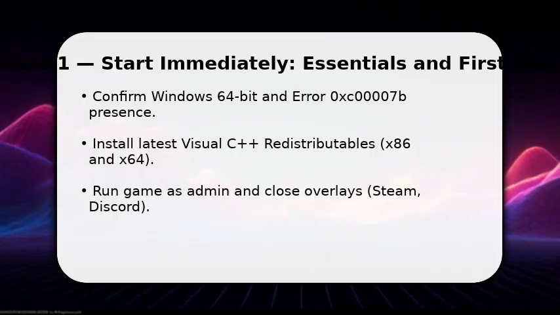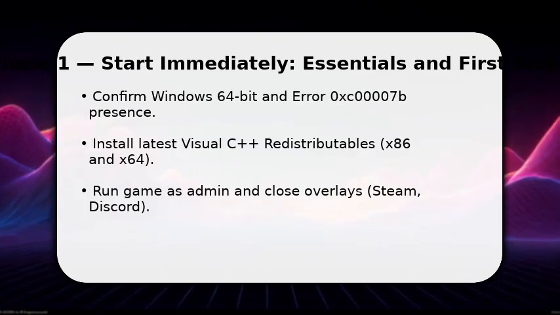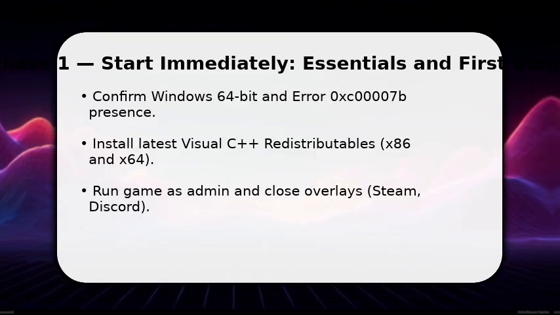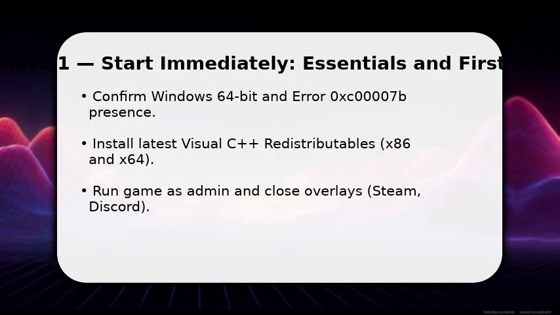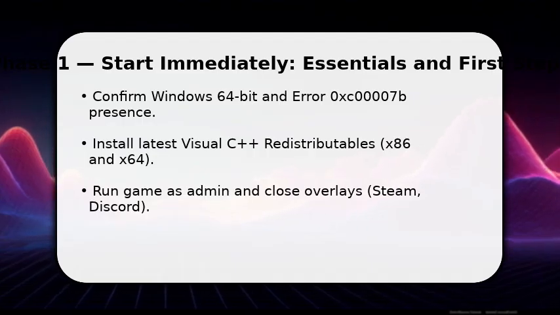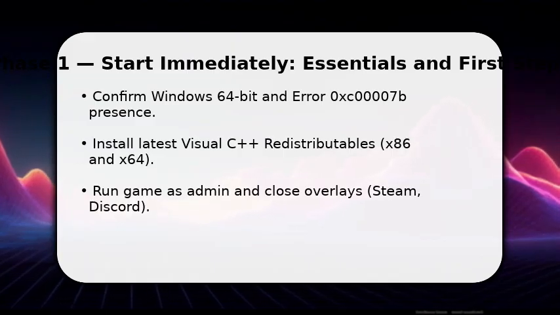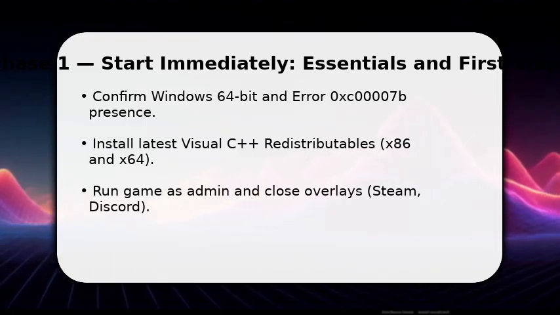You start by confirming Windows is 64-bit, and that error 0xc00007b appears when launching Watchdogs. Next, install the latest Visual C++ redistributables, both x86 and x64, because missing runtimes cause DLL mismatches. Once done, run the game as administrator and disable overlays, since injected overlays can trigger the same fault.